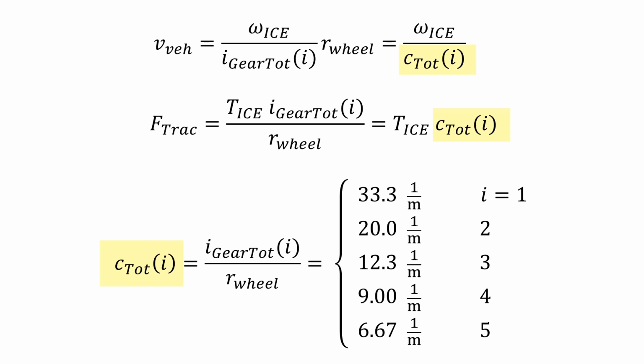Notice the unit 1 per meter. It comes from the fact that C-TOT represents how many radians the engine shaft has to rotate when the vehicle rolls 1 meter. The unit can also be written as radians per meter, but since radians are dimensionless, in practice it becomes 1 per meter.